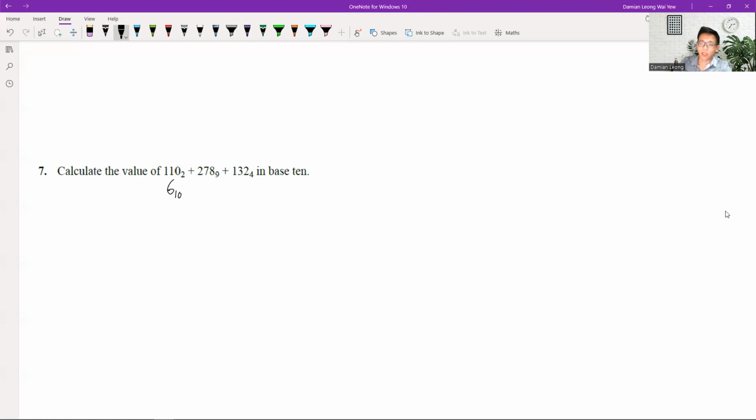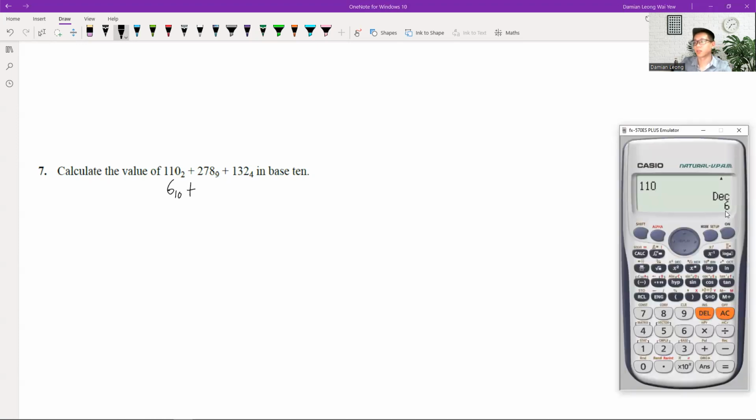Now convert base 9 to base 10. We cannot use the calculator because there's only base 8, base 2, base 10, base 16. So all the others, I still need to use the manual method. If you need to go back, you can clear. Or from base, I can just press mode 1. That's the default one.